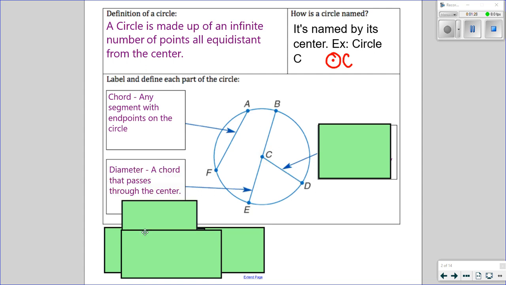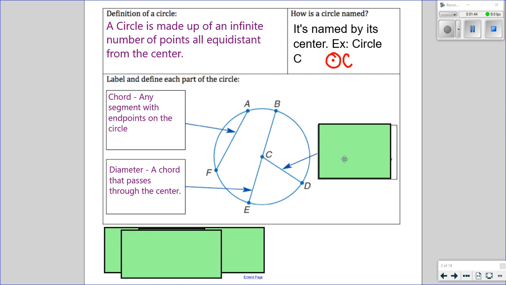BE is called the diameter. And the diameter goes right through the center of the circle. And it is a chord also because both of its endpoints are sitting on the circle. So it's a chord that passes through the center.